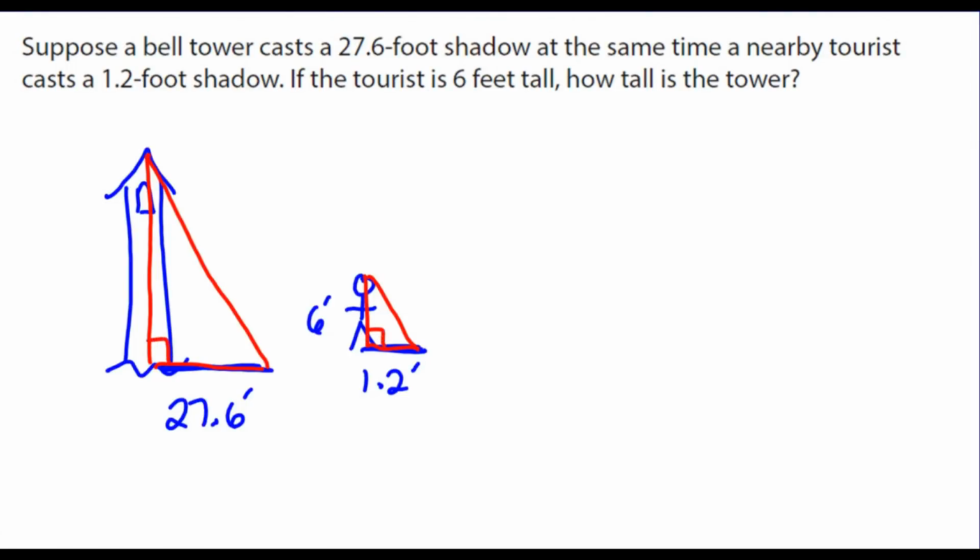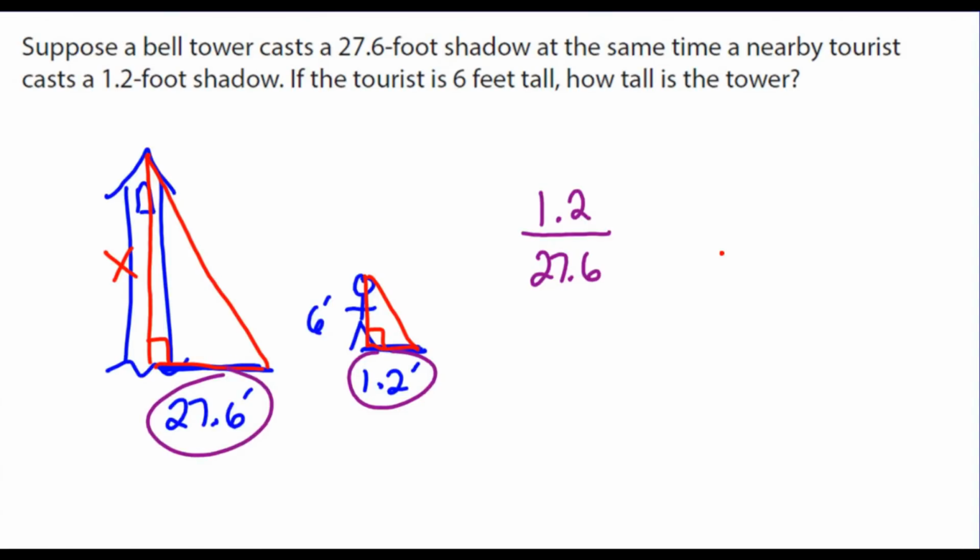So these are right triangles, and I don't know the height of the tower, so that's the missing part. So I can create a proportion to help solve this problem. I'm going to go shadow to shadow, so the small person's shadow to the bell tower shadow, since these are corresponding parts. These are both the bases of the triangles. That's going to be equivalent to the height of the tourist to the height of the tower. So the shadow to shadow ratio is going to be equal to the height ratio.